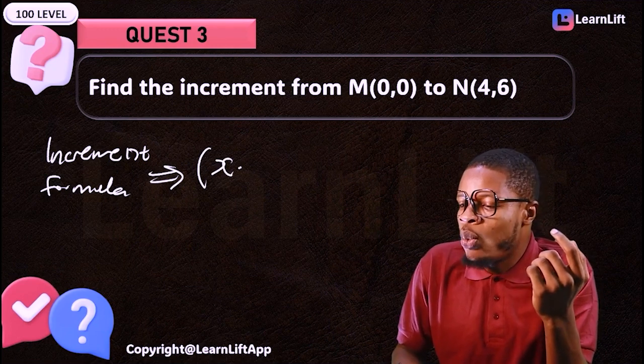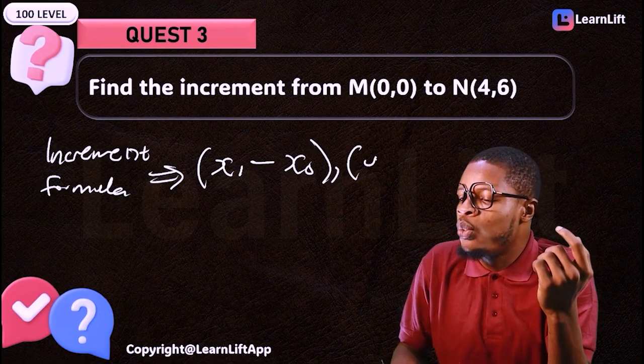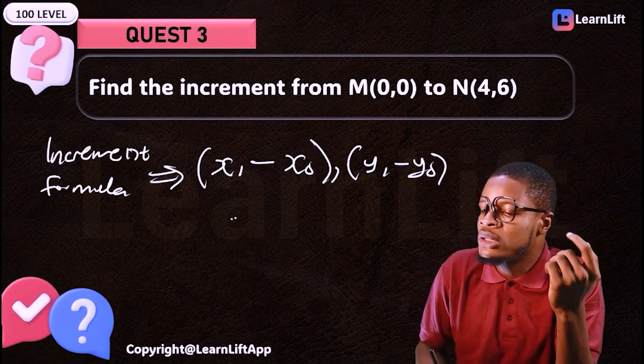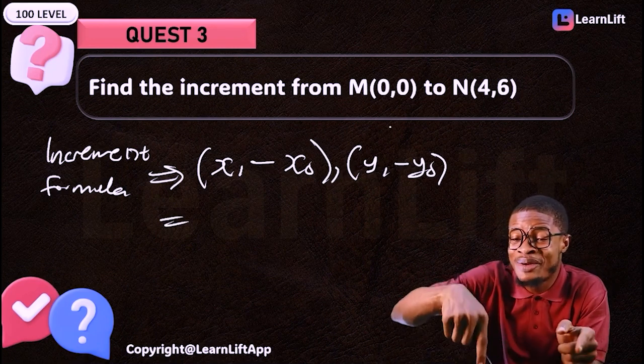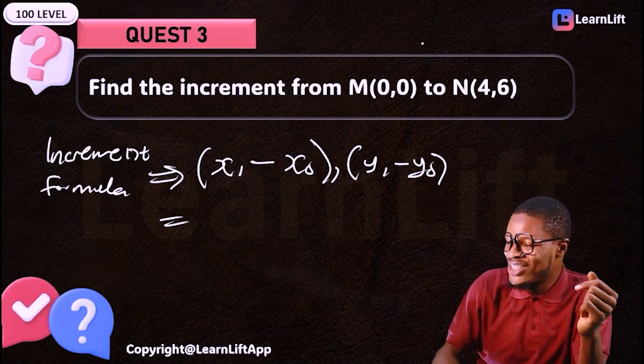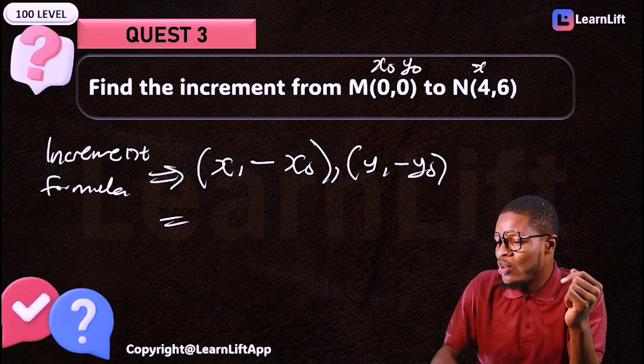It is your x1 minus your x0, comma, your y1 minus your y0. And by now you should not be checking your notes again. You should not be looking at your note to check the formula. You should know it yourself. So this is your x0, y0, x1, y1.